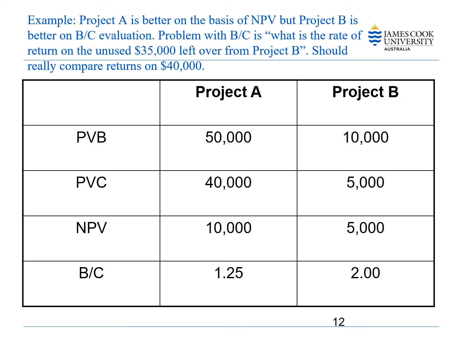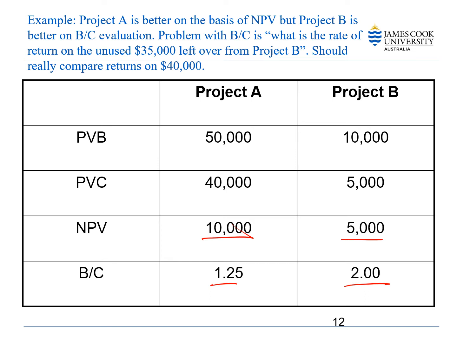For example, let's look at these two projects. Project A: present value of benefit is 50,000 and present value of cost is 40,000. In contrast, Project B has a present value of benefits of $10,000 and present value of costs of 5,000. It's easy to calculate NPV: 10,000 for A, 5,000 for B. And the benefit cost ratio is 1.25 for A and 2 for Project B.